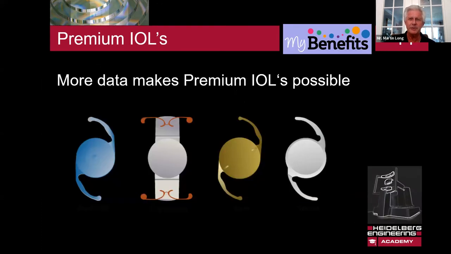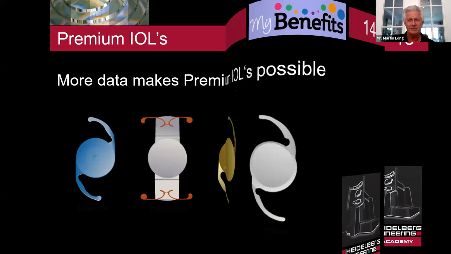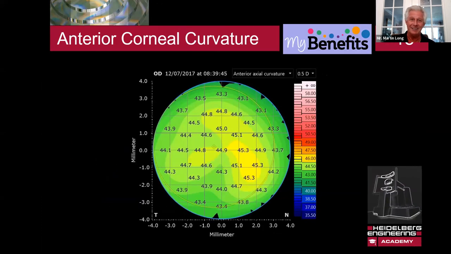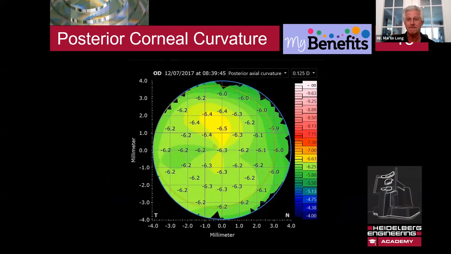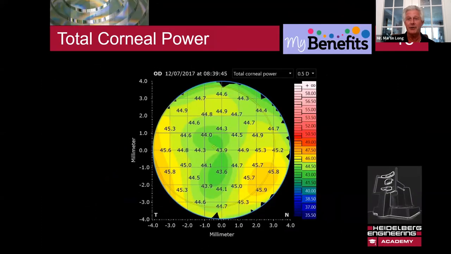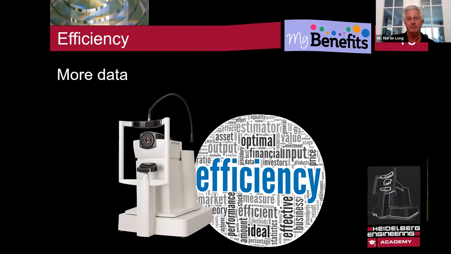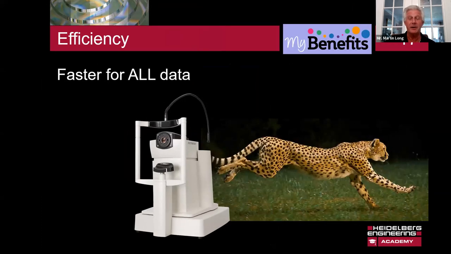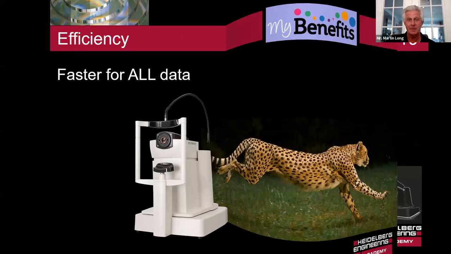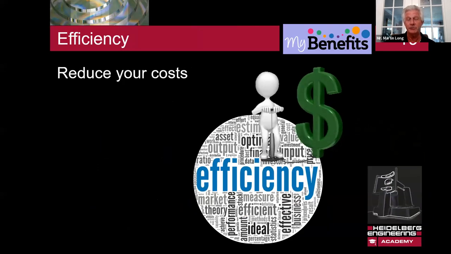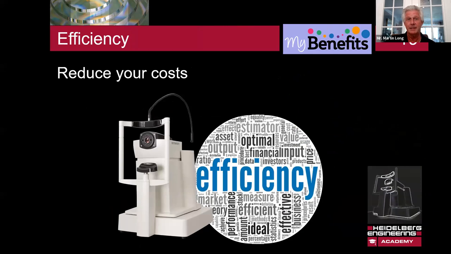More data makes premium IOLs possible. And of course, you have all the cornea maps, posterior curvature, total cornea, wavefront analysis, anterior cornea, posterior, total cornea power, and total cornea wavefront. You have more data. And so we're faster for getting all the data. And you reduce your chair time. That means you reduce your costs. That's the efficiency that you have with Anterion.